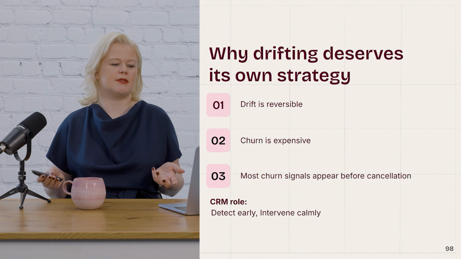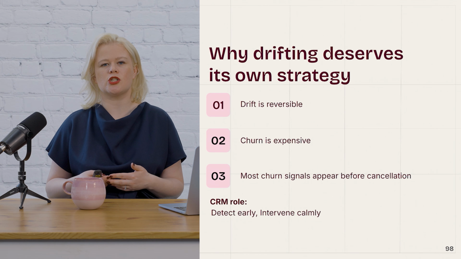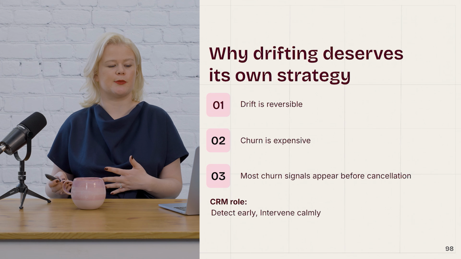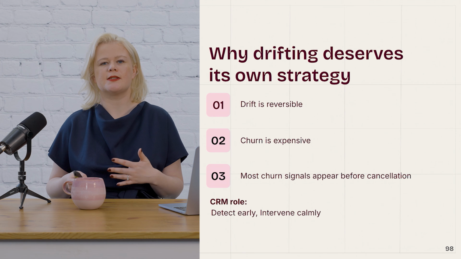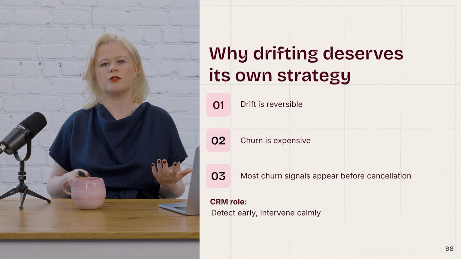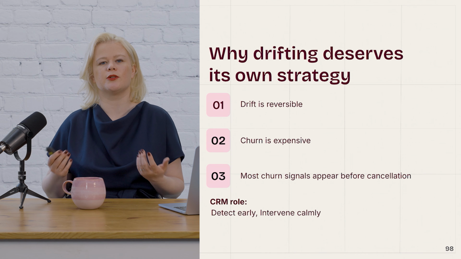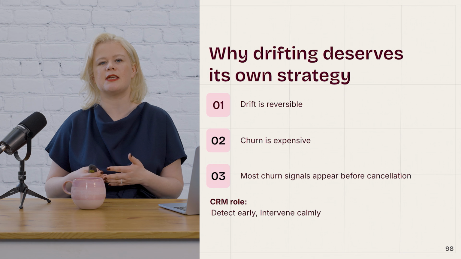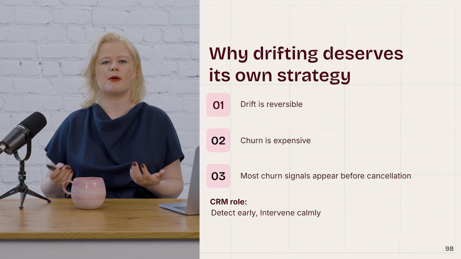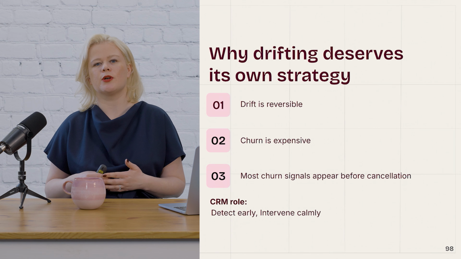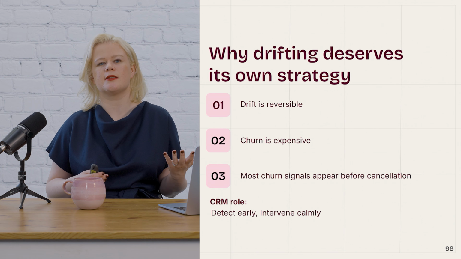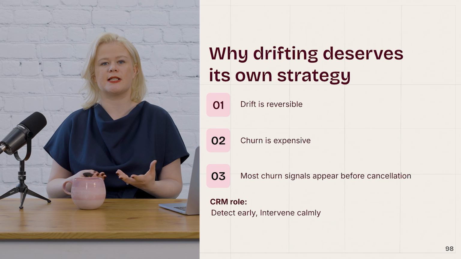Why does drifting deserve its own strategy? Well, unlike churn, drift is largely reversible. Churn is expensive, right? So if we pay to acquire users and we have that user in the product for a while, and then they hard churn, so they've completely stopped paying for the product, stopped using it, maybe even deleted the app, it is really difficult to get that user to come back, even if you're sending them discounts or reminders to come back to the product. And of course, that's users that you've spent money to acquire that are now no longer generating revenue.